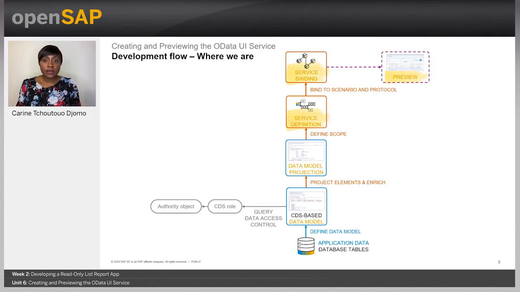The areas we are going to work on in this unit are highlighted in the RAP development flow. This time, we will create a service definition to specify the scope of our OData service and then a service binding to bind our service definition to the OData protocol as a UI service. The service scope is defined by exposing the relevant CDS views, and their metadata and behavior are automatically exposed. Finally, we will preview the resulting app.